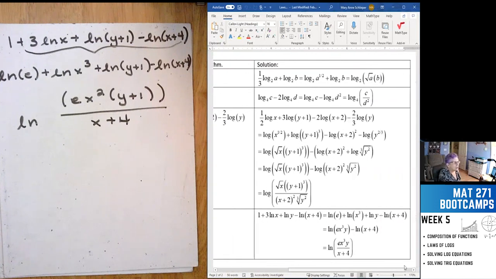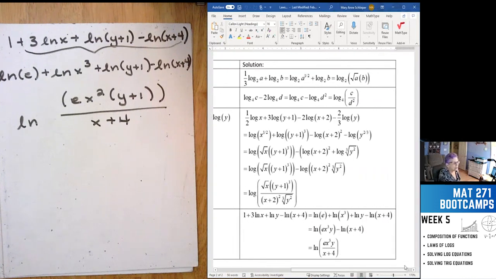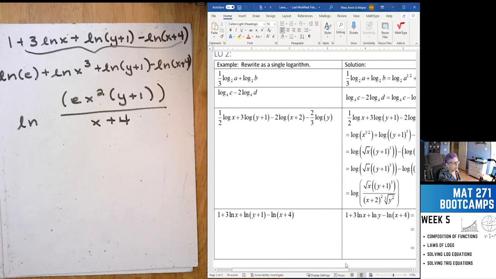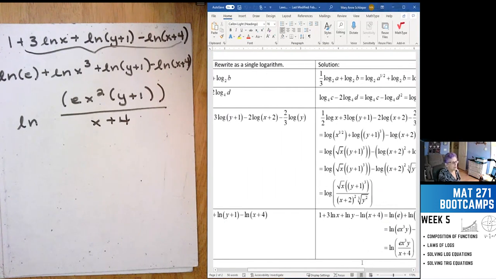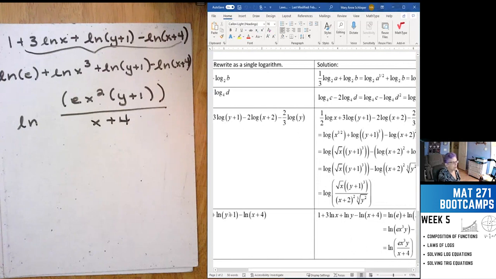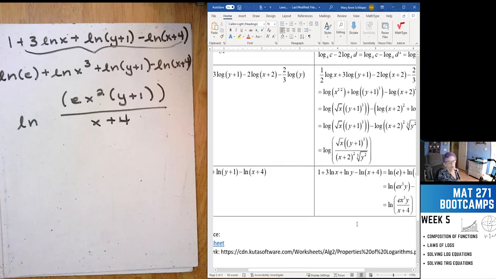I don't know. Oh, I lost my plus 1 over here. I'll have to fix that in the worksheet. Yes, there should be a y plus 1. It doesn't change from here to here. Okay. Questions about laws of logarithms? No, ma'am. Awesome.